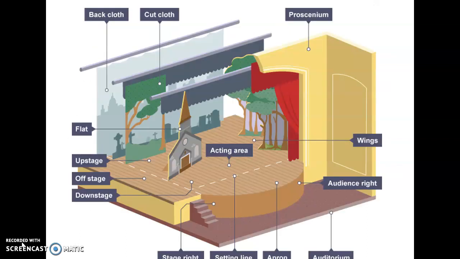What I'd like you to do is pause the video for a second. If you've got a piece of paper on you, draw a square box and write audience on one side. I would like you quickly to mark those areas of the stage that we have just talked about. I'll go back in the slides in a second and you can check your work.